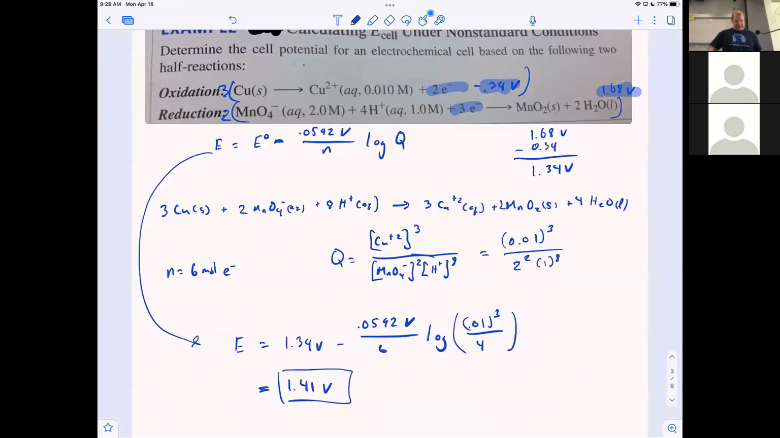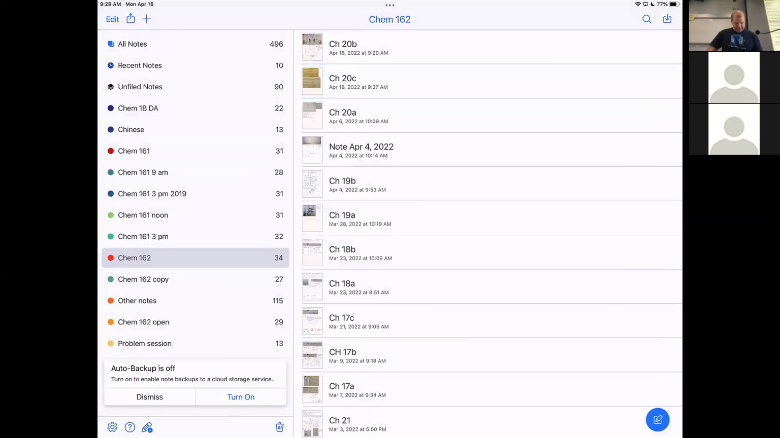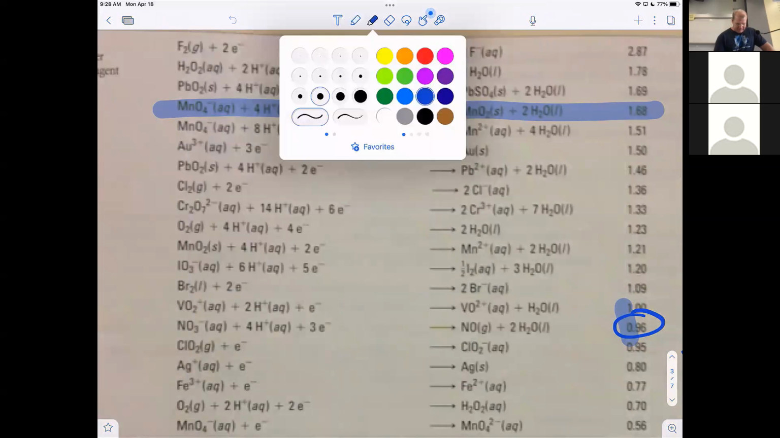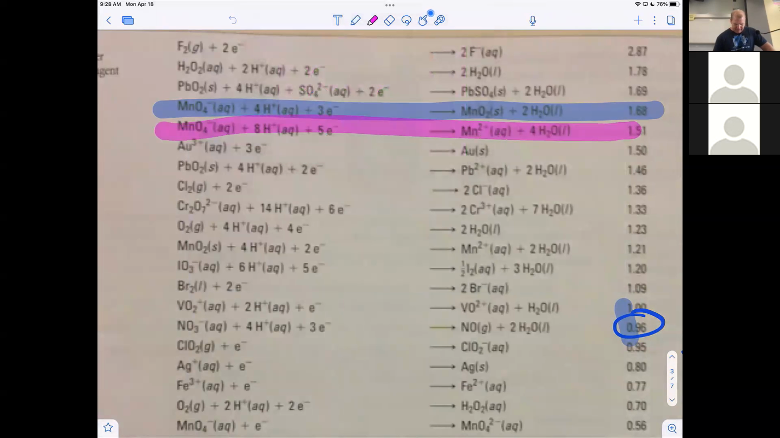Redoing this one. Start out with the standard cell potential and we look up the values. The standard cell potential for copper is 0.34 volts. For this specific permanganate, I'm going to go back and show you, it's tricky, right? You have to make sure you pick the right one, because look, there's a bunch of them. Just with permanganate, you've got one here and you've got another one here.